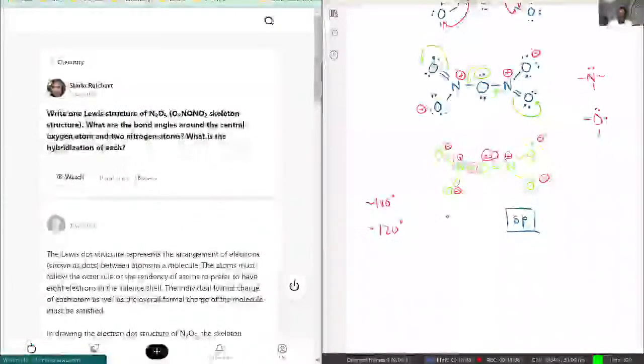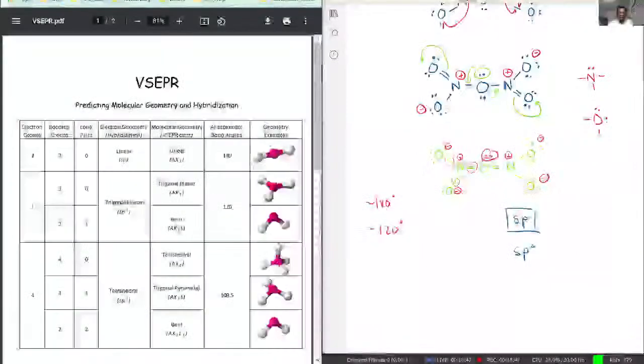So that would be for the oxygen. For the nitrogen atoms, because it's 120 degrees, we could say this is sp2. And we can actually check our VSEPR theory here. 180, linear, sp. That's what I'm picturing for the middle oxygen. For the nitrogens on the side, we're talking more about this, trigonal planar.